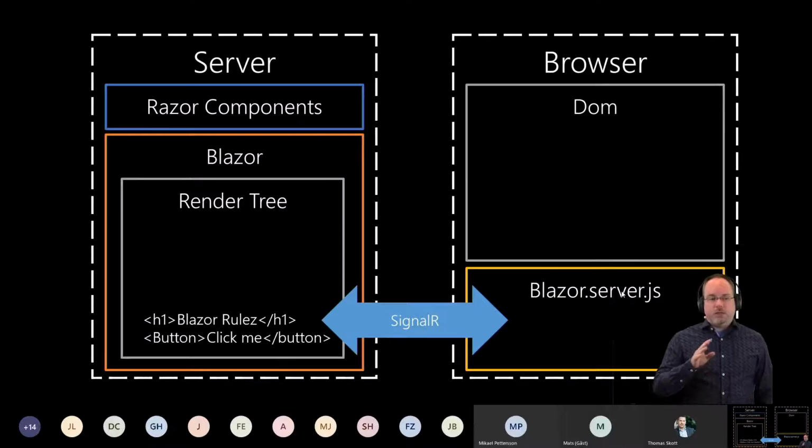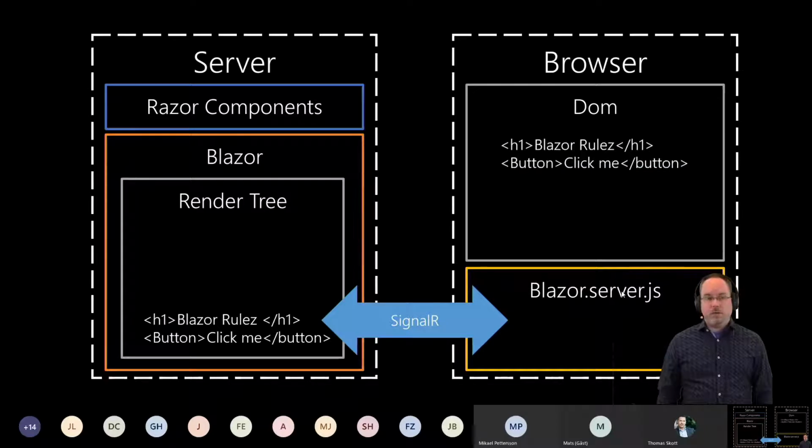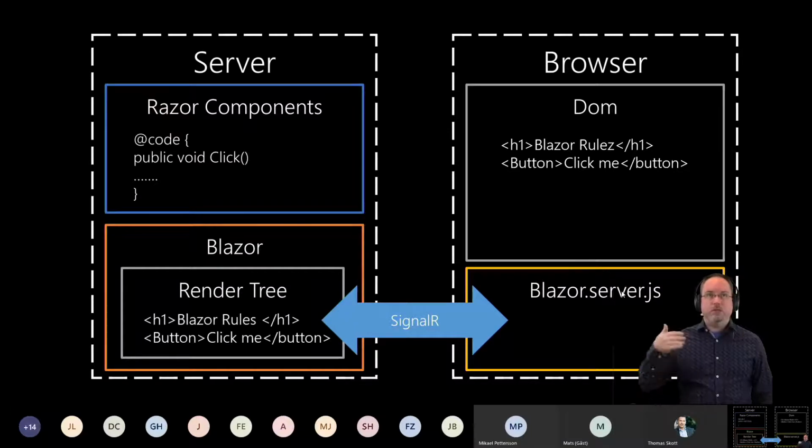The Blazor part on the server side is going to push the HTML over to the JavaScript, and then the JavaScript is going to update the DOM. So if I click the button, that event is going to go over to the JavaScript, over to the SignalR connection, and over to Blazor. Blazor will handle the event, and the code that lives in the Razor component is going to run. In this case, making a very subtle change. It changed Blazor rules from a Z to an S instead in the rules part.